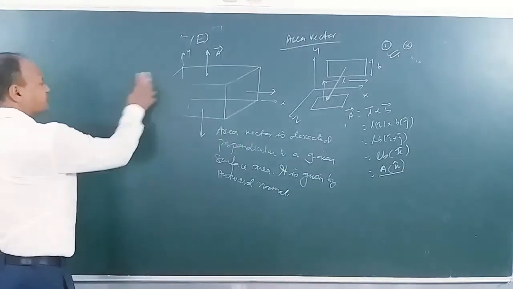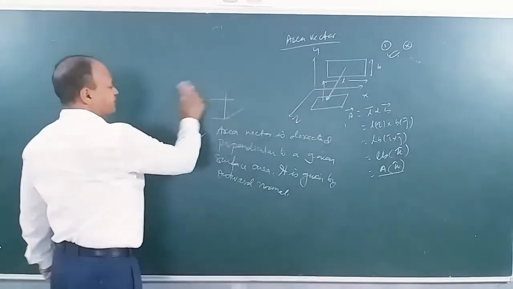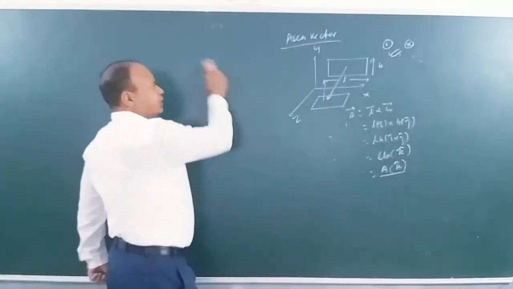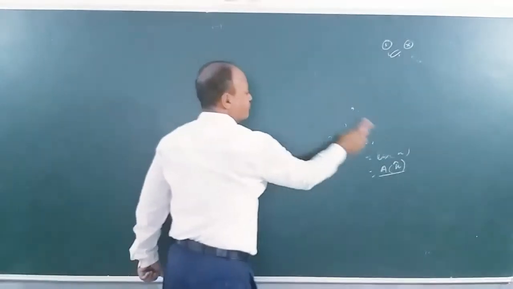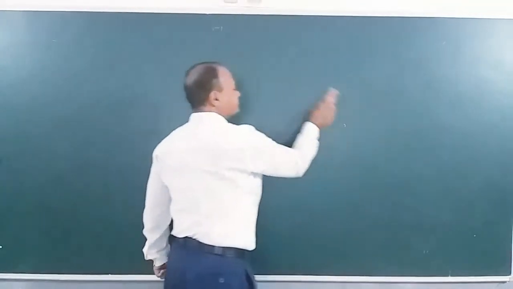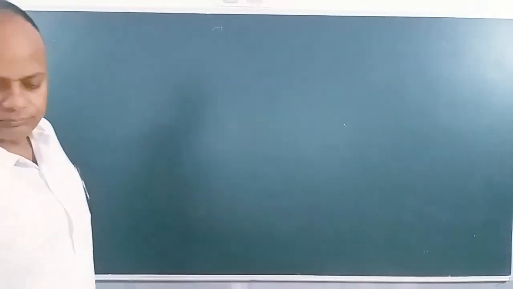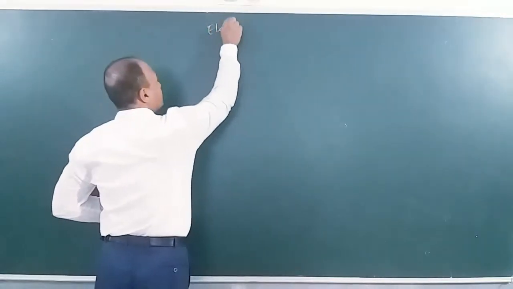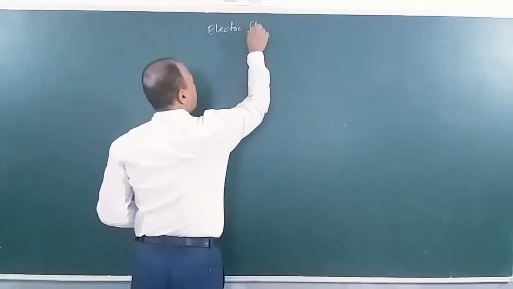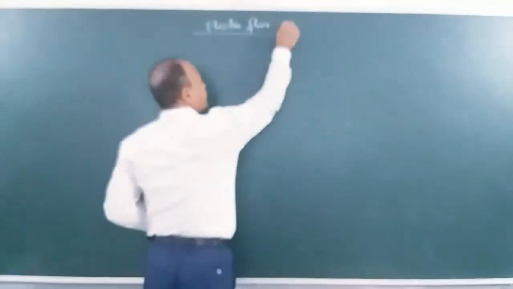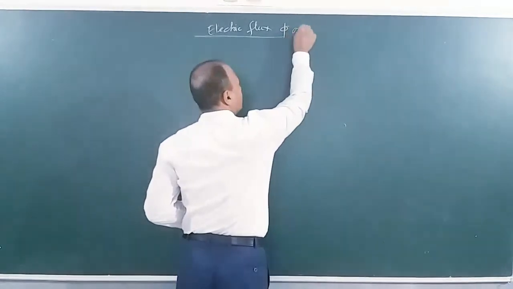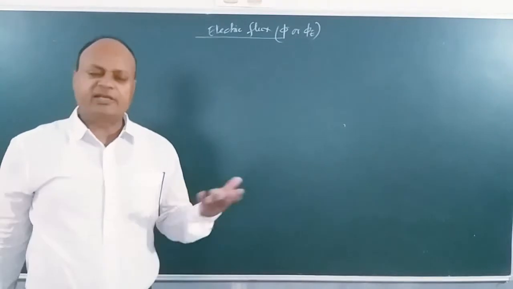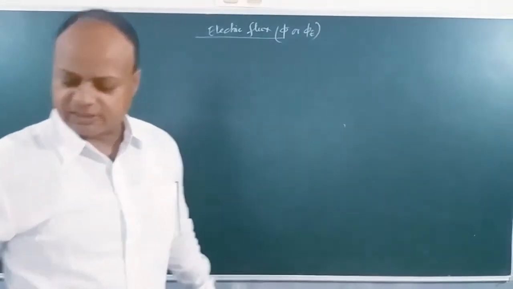Now on this, we'll try to understand the concept of electric flux. What is electric flux? We denote it by phi or phi e. You can use either of these two notations. You can write phi, or you can write phi e.